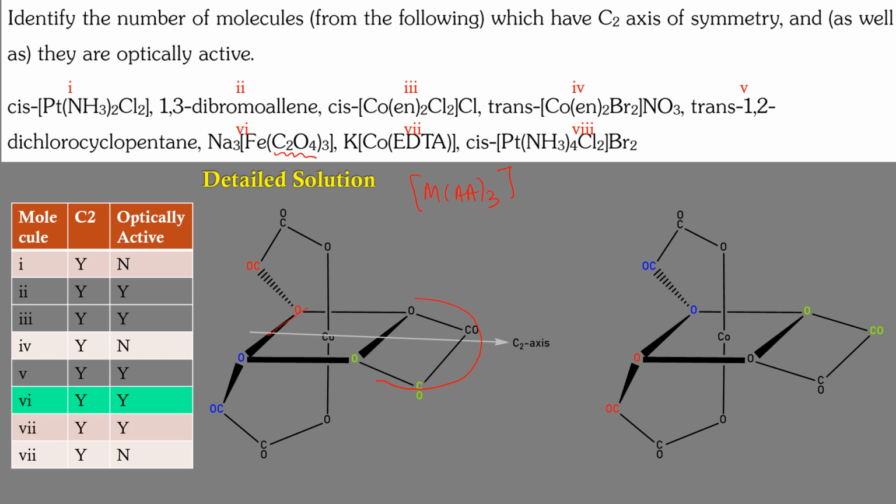These compounds are all optically active, irrespective of what kind of ligand we might have taken. So whatever ligand you take, these compounds are asymmetric, and they are optically active. We have been seeing here the C2 axis that's there. We have seen that already.